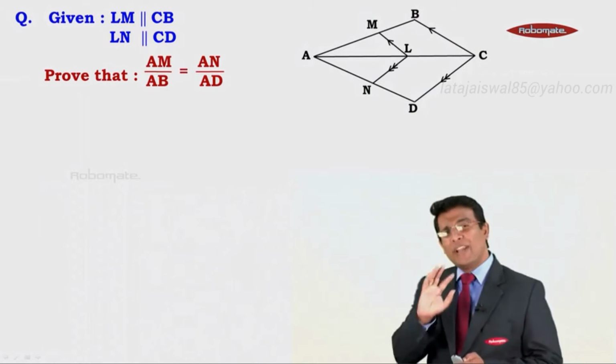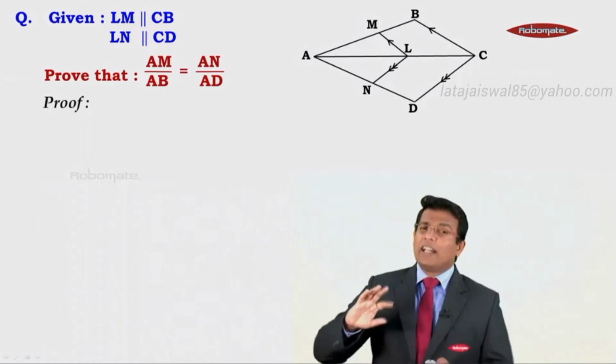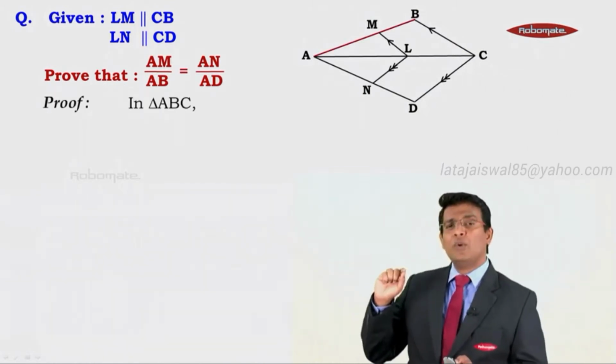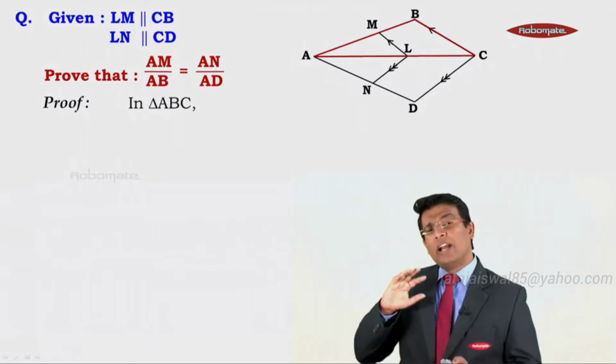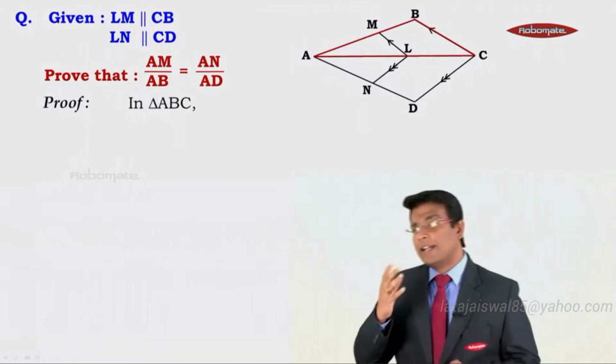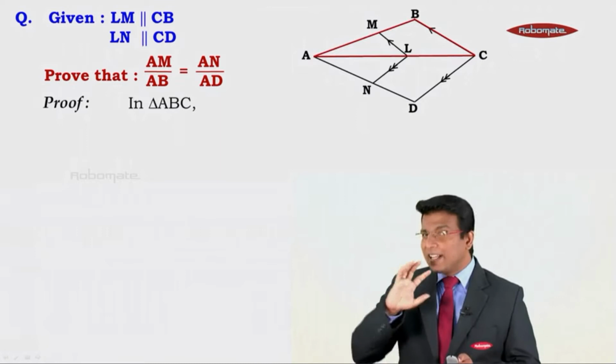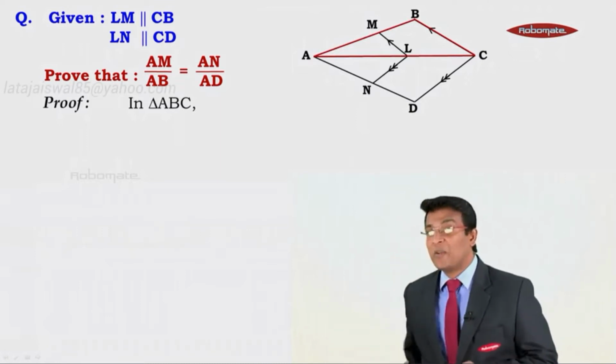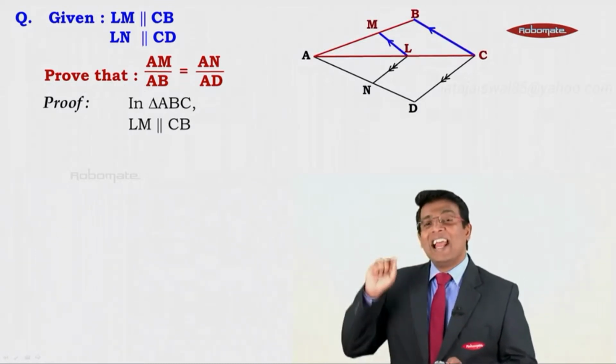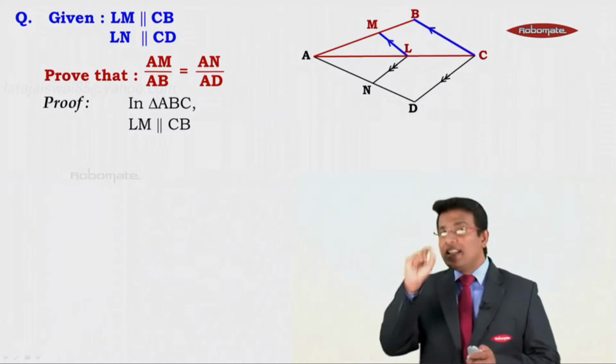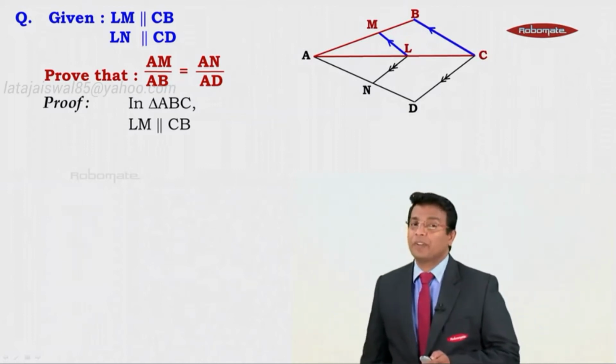It's very easy, very simple sum, right? Now let's start with the proof first. When we look at that, there are two big triangles which you observe. One is triangle ABC, the other one is triangle ADC. Let's consider the triangle ABC. Why? Look at the given information. LM is parallel to CB. This given information we will use.